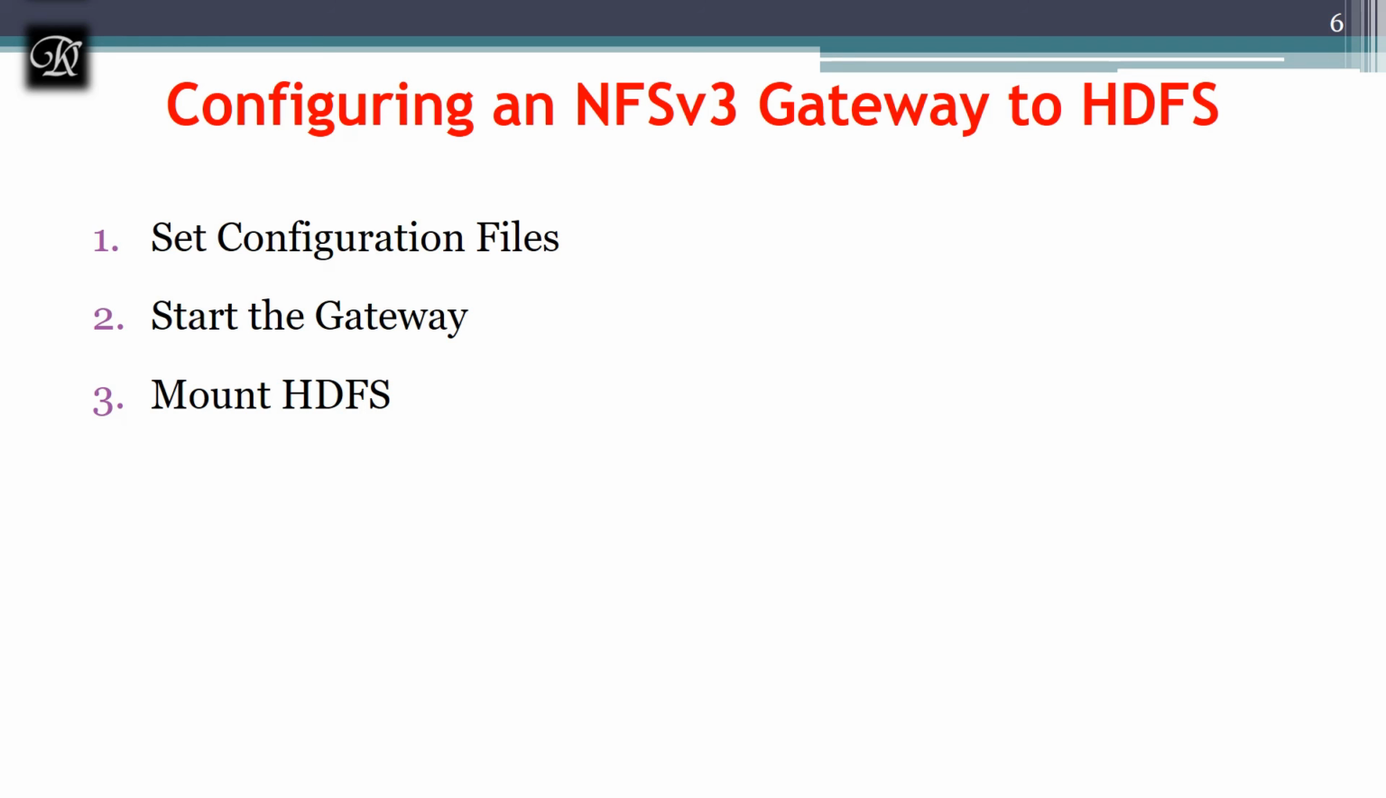The gateway must be run on the same host as a data node, name node, or any HDFS client. To set this configuration, there are 3 steps to be followed. First, we have to set a configuration file. What is the configuration file name? That is available in /etc/hadoop/conf, core-site.xml. This is the file which allows us to set the configuration.